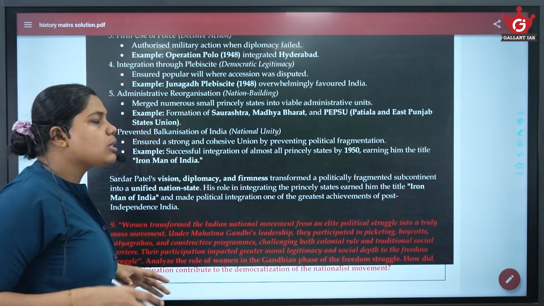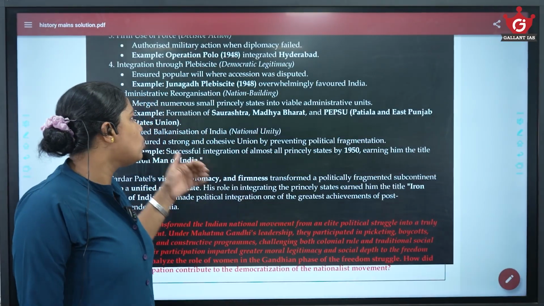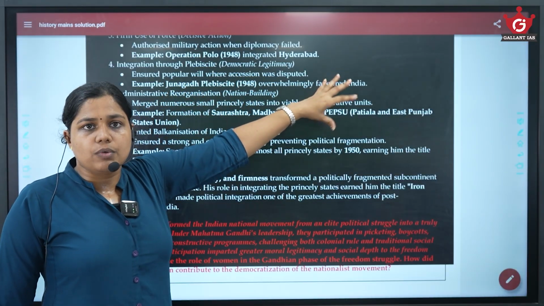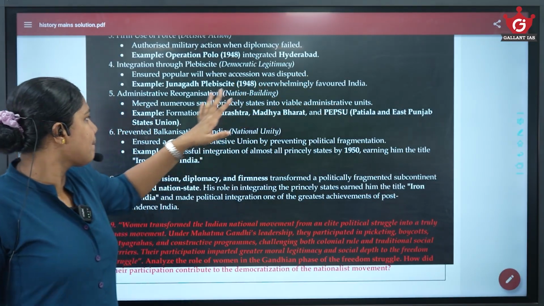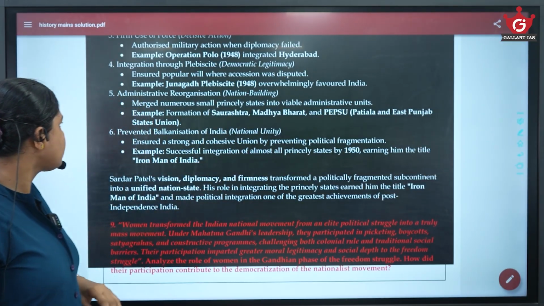See this, some small rulers were ruling. So it was like patches here and there. So there was a need to integrate all this into a viable administrative unit, having definite space, so that we can rule them properly. So for example, the formation of Saurashtra, Madhya Bharat, you can mention this.